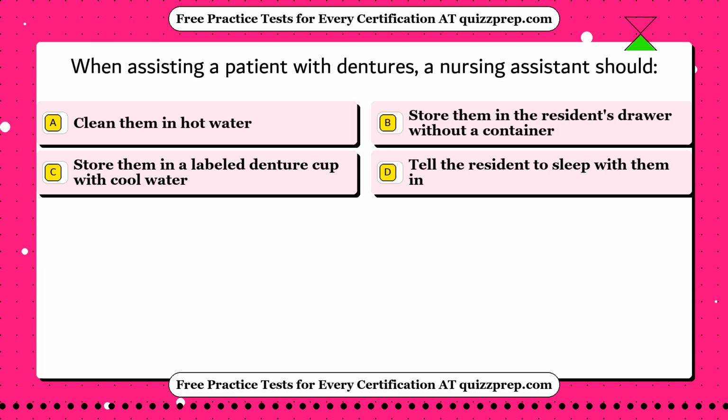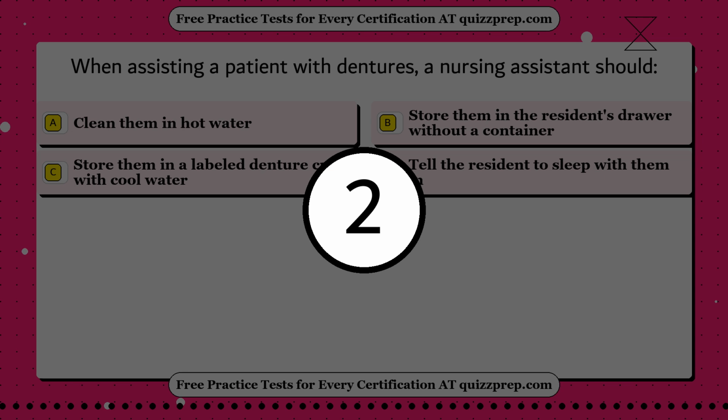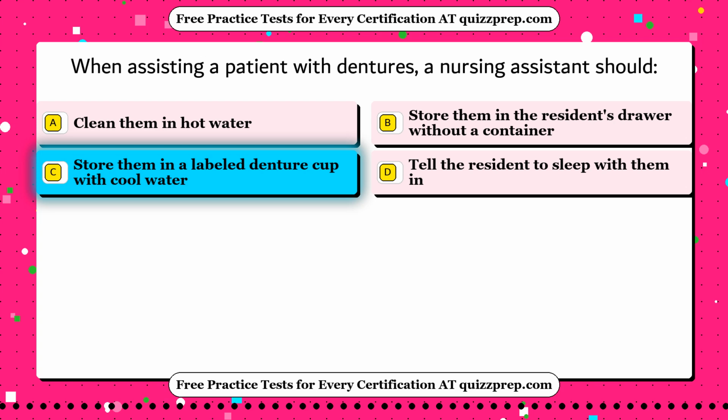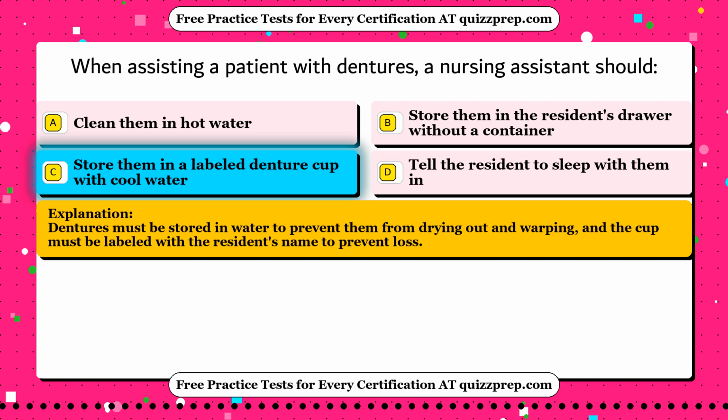Question 79. When assisting a patient with dentures, a nursing assistant should: Option A, clean them in hot water. Option B, store them in the resident's drawer without a container. Option C, store them in a labeled denture cup with cool water. Option D, tell the resident to sleep with them in. The correct answer is option C, store them in a labeled denture cup with cool water. Dentures must be stored in water to prevent them from drying out and warping, and the cup must be labeled with the resident's name to prevent loss.